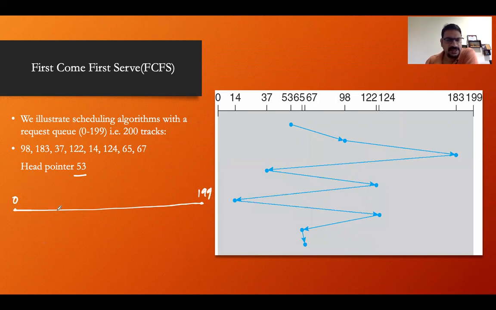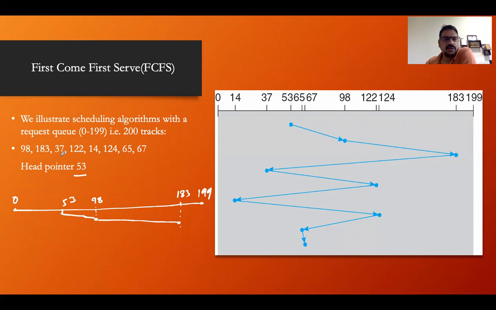Now we are starting with 53. This is my starting point. From here, using first come first serve, first I'll go to 98. I serve 98. After that, it says to go to 183. Let's assume that here we have 183. This is another place where I'll serve.